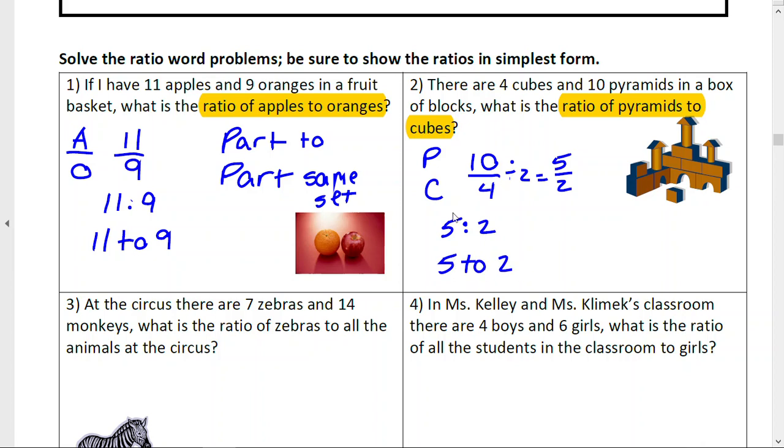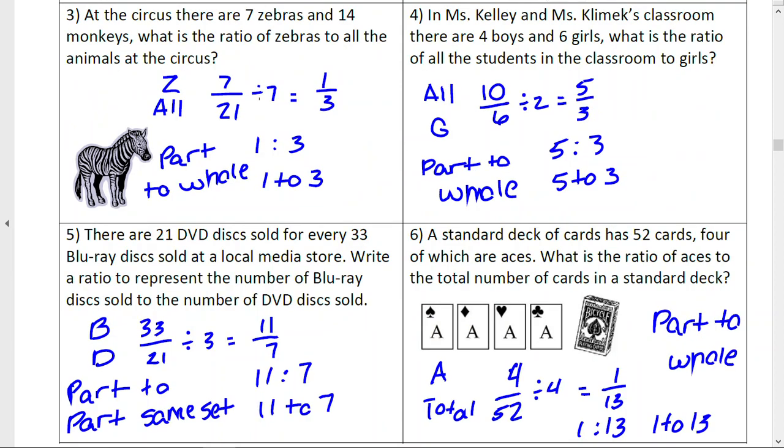And if we think to ourselves, is it part to part same set, part to part different set, part to whole, or whole to whole? Well, they're all in the same box, and they're different kinds of blocks. So this is part to part, same set. Okay, so what I want you to do now is I want you to pause the video, and I want you to do 3, 4, 5, and 6 on your own. And here are your answers for 3, 4, 5, and 6.